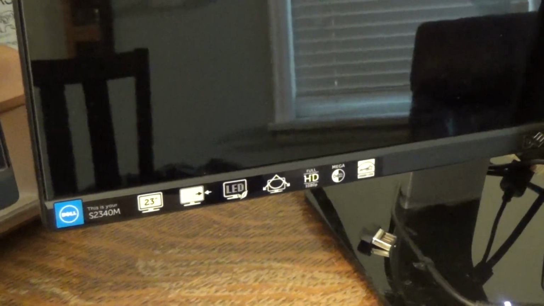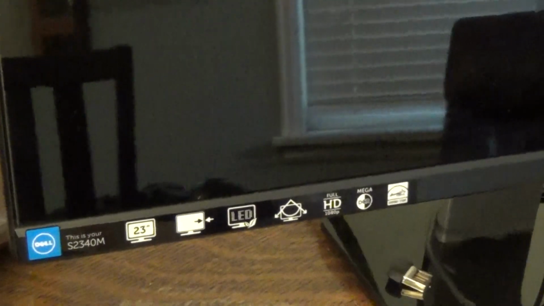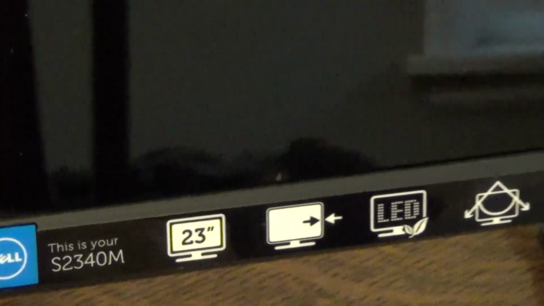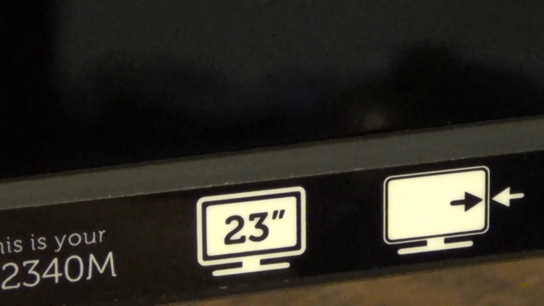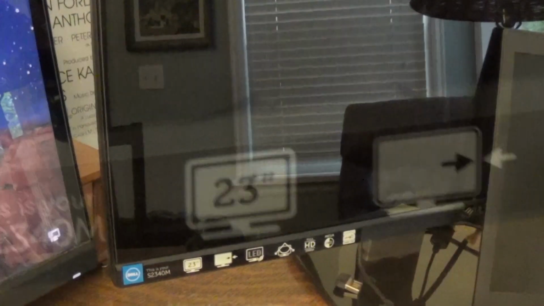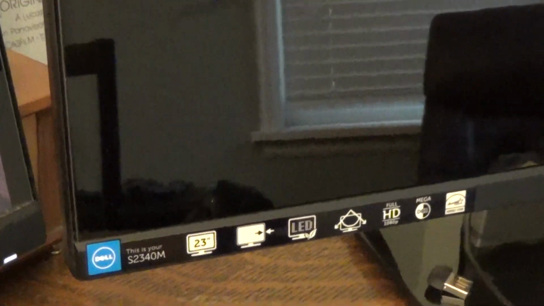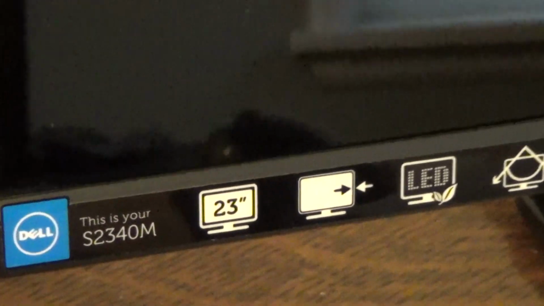Now, in this case, I actually have a sticker on my screen that shows that this monitor is 23 inches, and you may actually see these kind of displays in a store when you're purchasing your new monitor. But what does this 23-inch measurement mean?